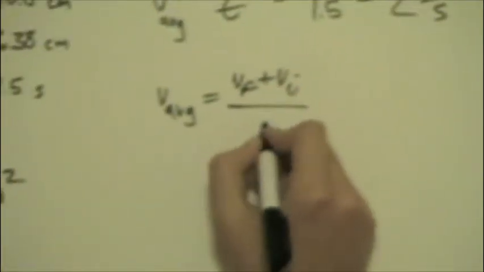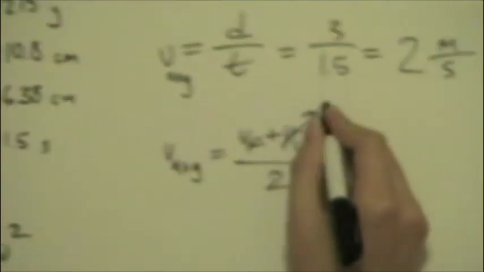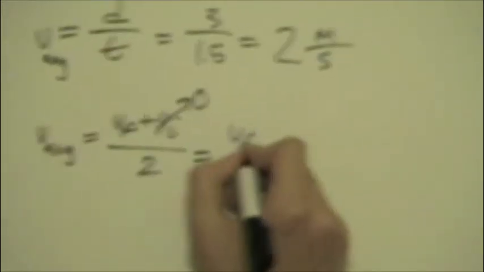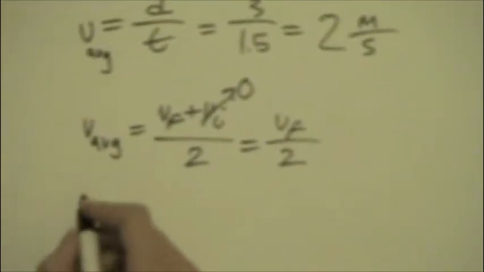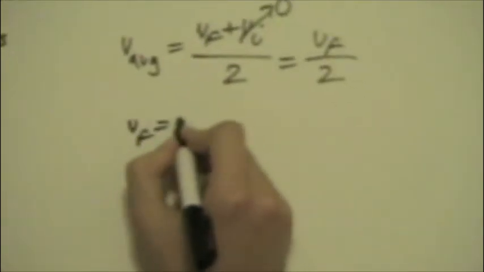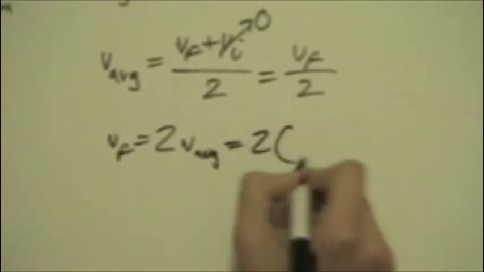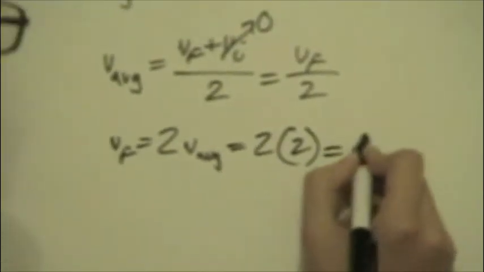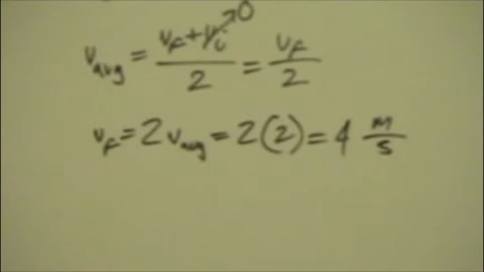We also know that average velocity is equal to Vf plus Vi over 2. Now since it starts at rest, Vi is 0. So we just get Vf over 2. The V we're interested in is Vf. So this tells us that Vf is equal to 2 V average, which is 2 times 2, which is 4 meters per second. So that's the V we're going to use in here.